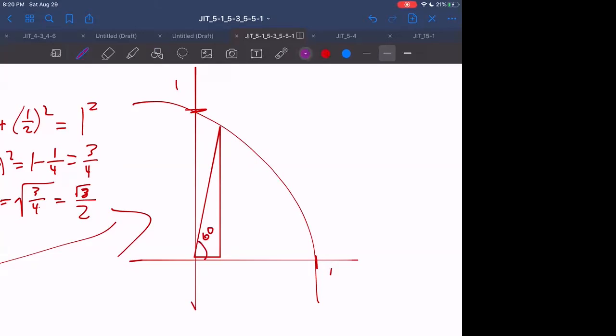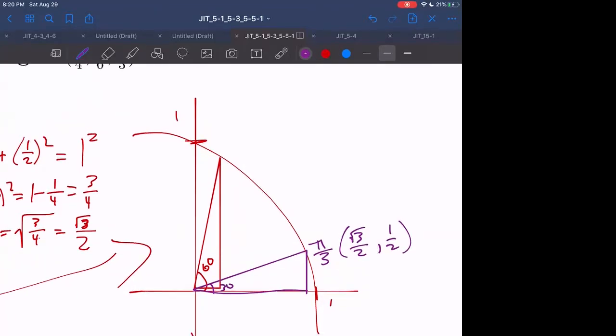Okay, and I can also have my 30-degree angle. Okay, so for this one, the 30-degree, it's pi over 3, and that has the coordinates root 3 over 2 and 1/2. Up here we've got pi over 6, and that has the coordinates 1/2, root 3 over 2.